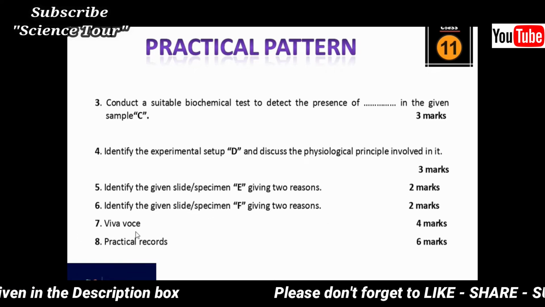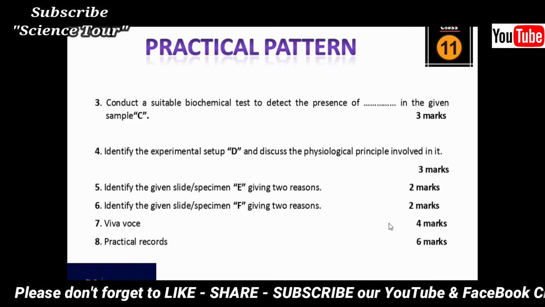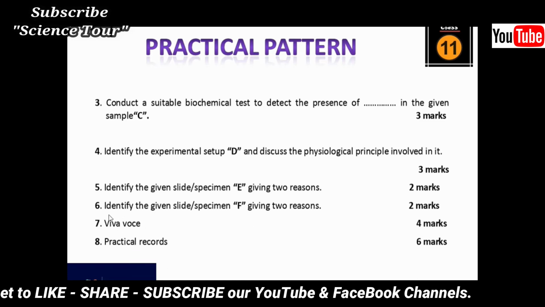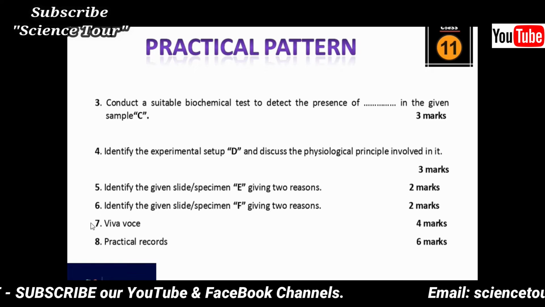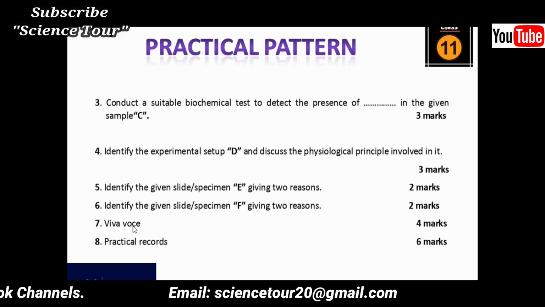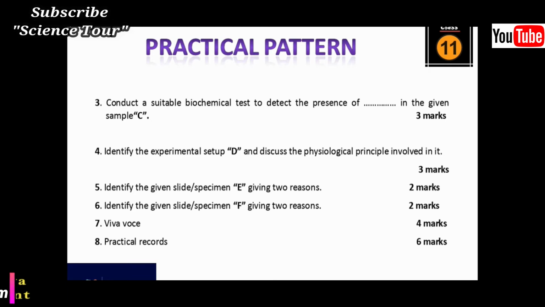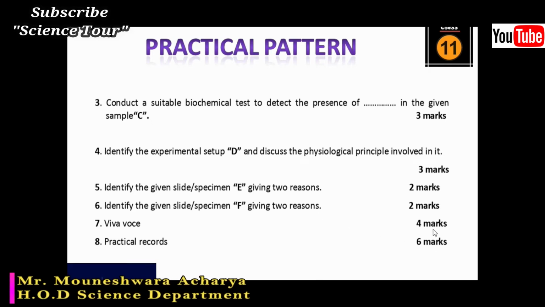Then question number 7 is Viva. We will ask 4 questions. Each question carries 1 mark. Total 4 marks. These questions will be from your practicals only. So 4 questions will be asked based on the practicals you perform. So 1 mark for each question, total 1 into 4, 4 marks. Last question, question number 8 is practical records that carry 6 marks. So altogether 30 marks.